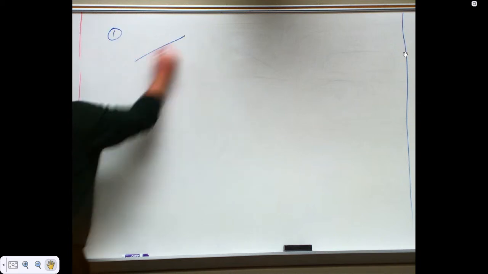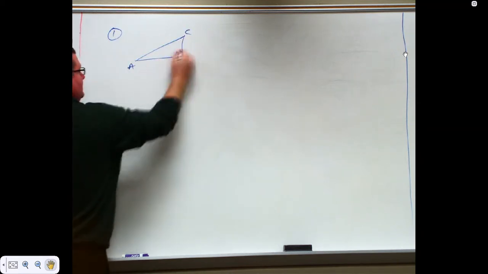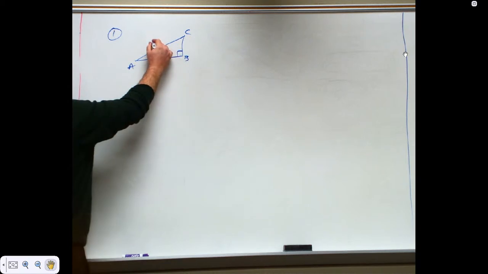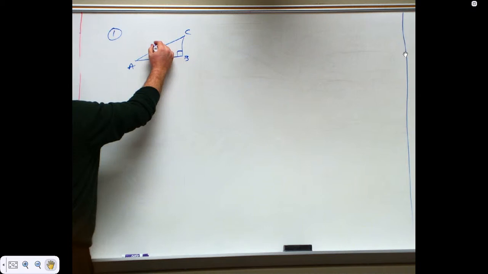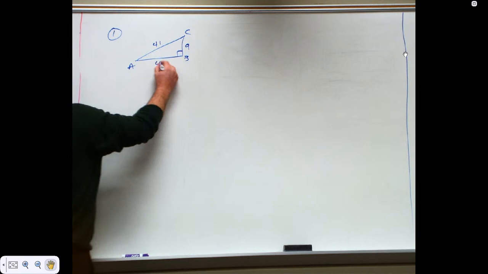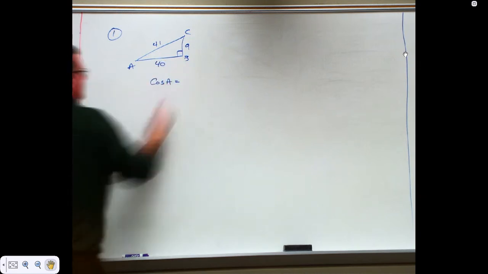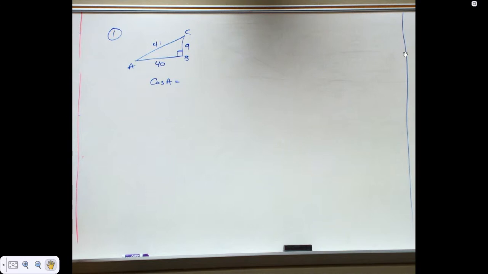Number 1 is CB9. What's this one? 40 over 41. No, what's this? Oh, that's a hypotenuse. Well, what is it? What's this one? 40. Okay, what did they ask us to find? Cosine of A. Cosine of A. Okay. Before we go on to this, I did forget to talk about this.